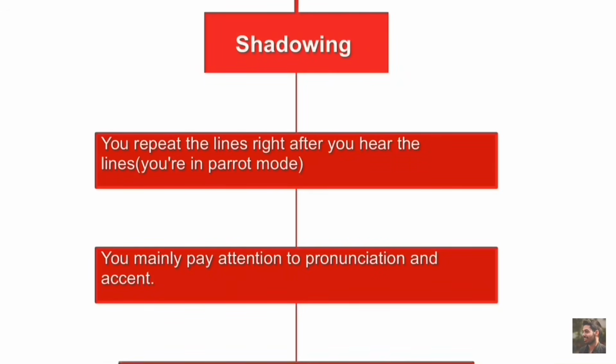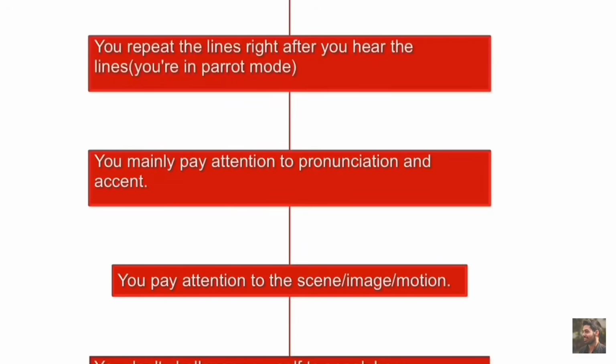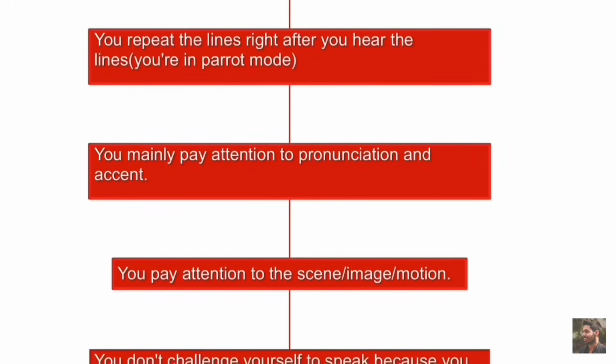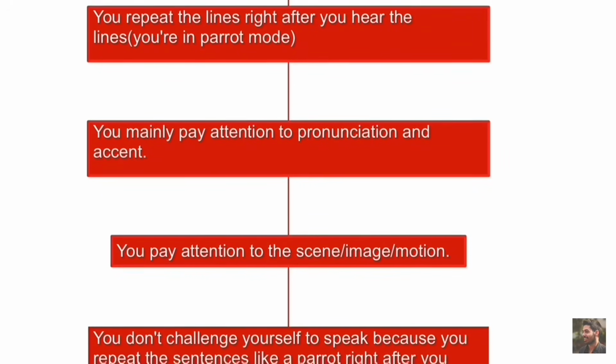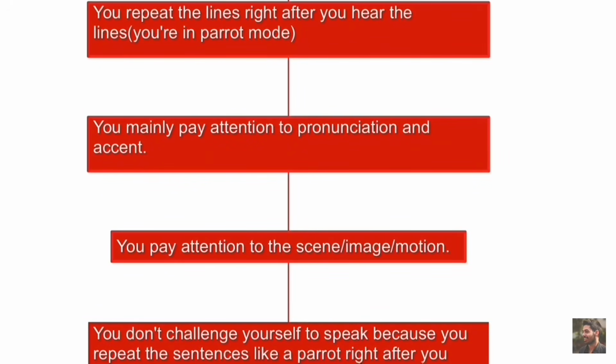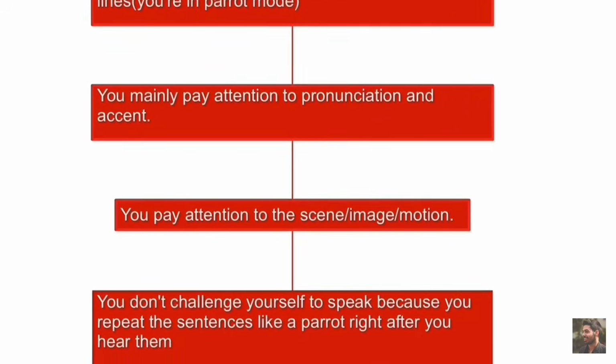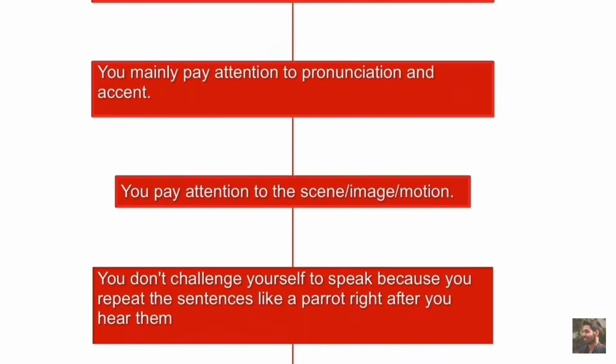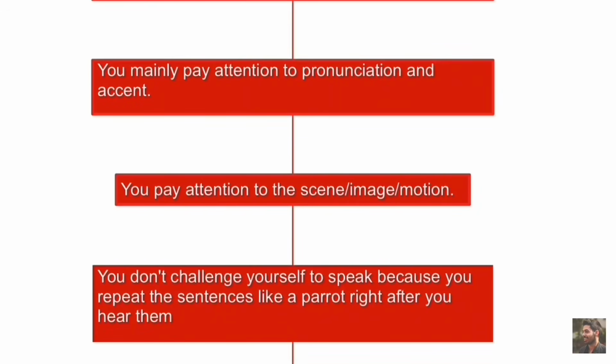Basically, your focus is always on the pronunciation of the words and accent. So you pay attention to the listening. You pay attention to the scene, image, and motion. While you're doing shadowing, you're watching the character, maybe from a YouTube video, maybe from a TV show. So basically, you're distracted by the images and scenes and motions.